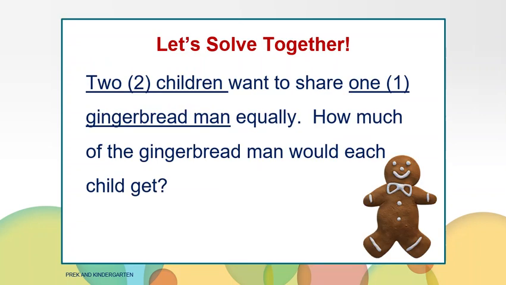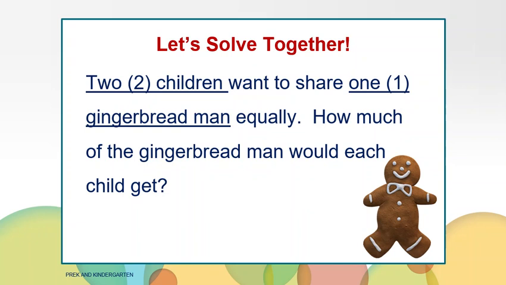Let's solve this problem together. 2 children want to share one gingerbread man equally. How much of the gingerbread man would each child get? Let's read the first sentence and see what is happening. 2 children want to share one gingerbread man equally. So there is one gingerbread man, and we need to find a way to share it between the 2 children. It says equally. Do you remember what equally means? We want each person to get the same size piece of the gingerbread man.